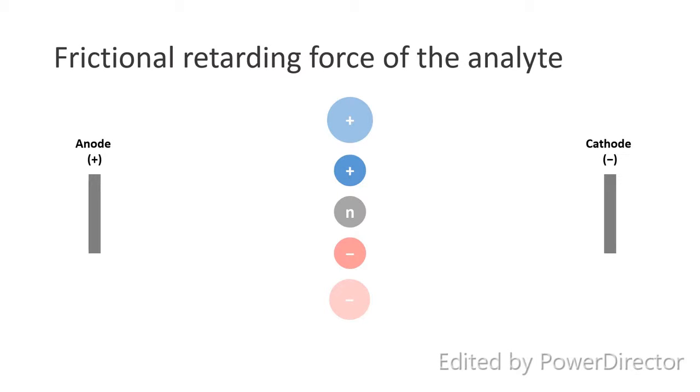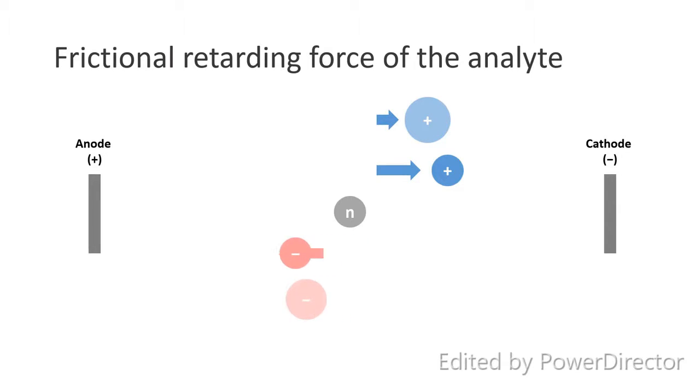Secondly, the electrophoretic mobility is inversely proportional to the frictional retarding force of the analyte. If the analytes are of the same charge, the bulkier cation will experience a stronger frictional retarding force, therefore moving slower towards the negatively charged cathode. Similarly, the larger anions will move slower towards the positively charged anode.